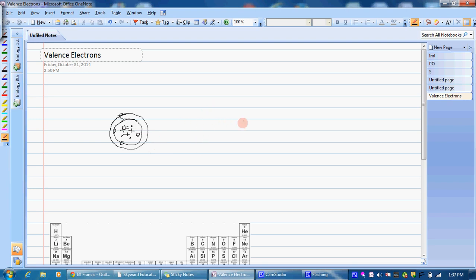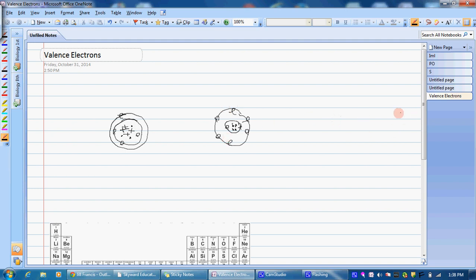So let's do oxygen. Okay, so we need 6 electrons. So we would have 2 electrons in one shell here, and then 6 electrons in the next shell. These electrons here in the outer shell are the valence electrons. We would then have 6 protons in the center, and also 6 neutrons in the center. Okay. So these electrons out here are the outer shell electrons, or the valence electrons.